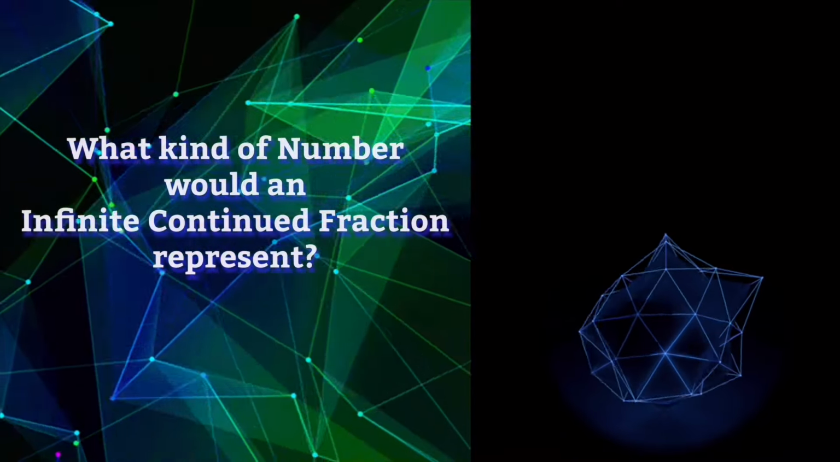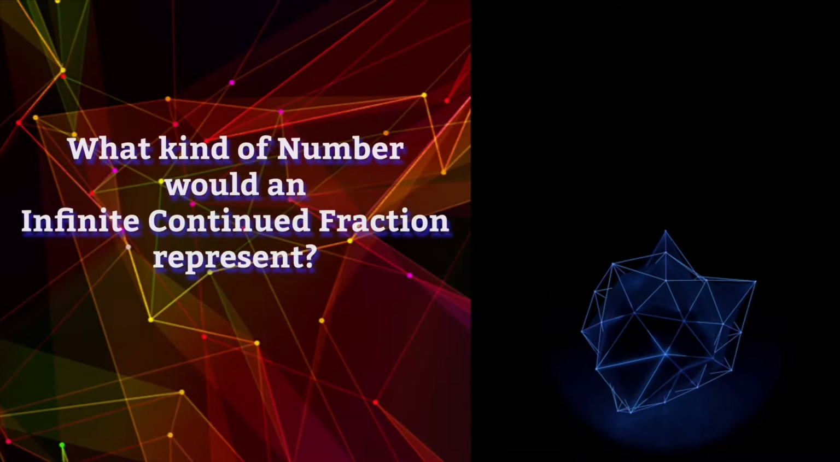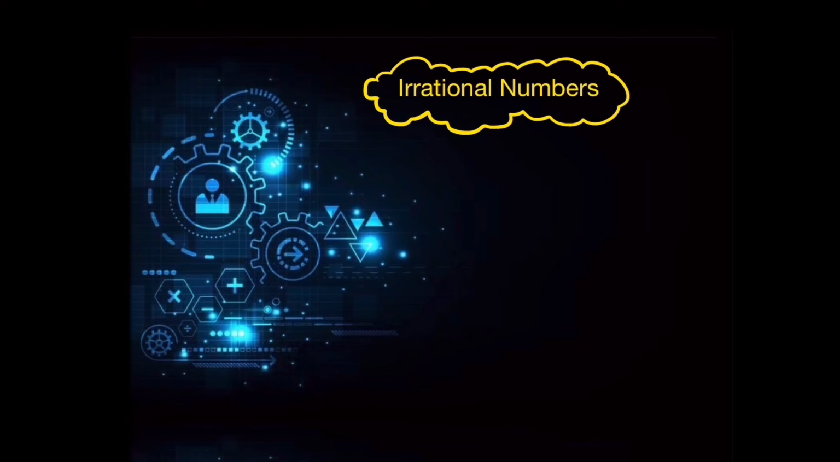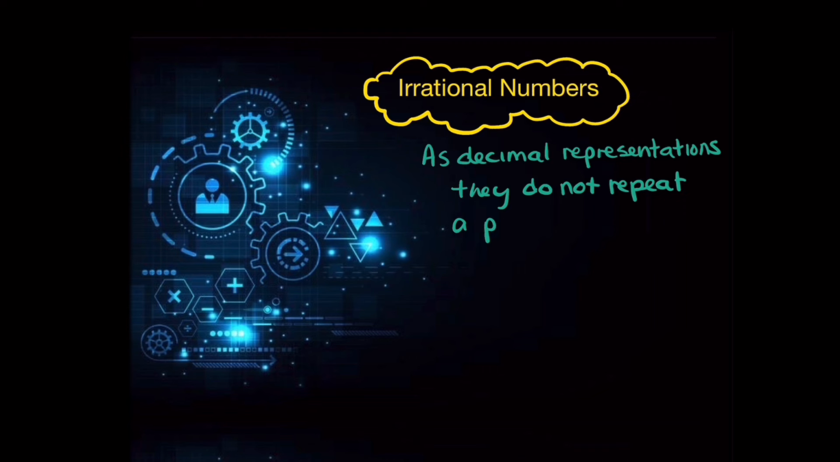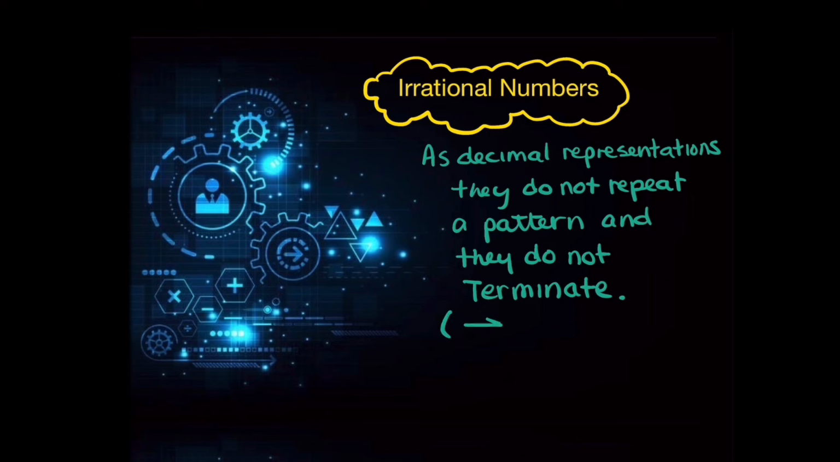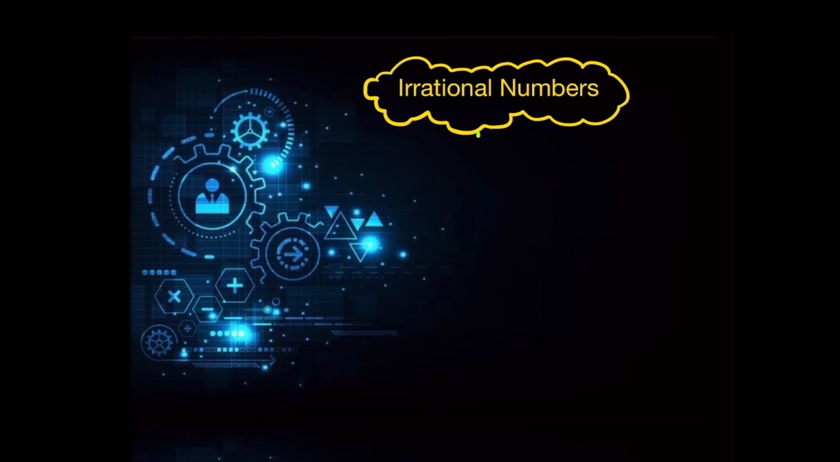What kind of number would an infinite continued fraction represent? If you guessed an irrational number, you're correct. An irrational number as a decimal representation is one that does not repeat or have a pattern that is noticeable. Yet, we can closely approximate irrational numbers using rational values.